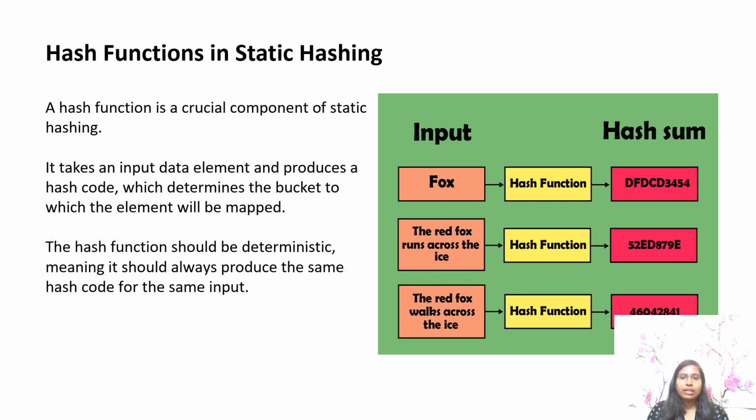The red fox runs across the ice. Hash function, and the hash sum is 52ed879e. And the red fox walks across the ice. Hash function, and the hash sum is 46942841.